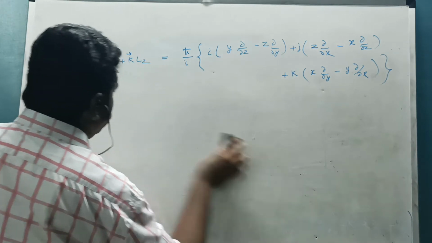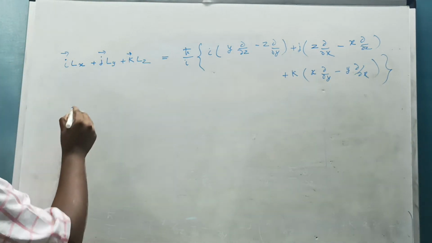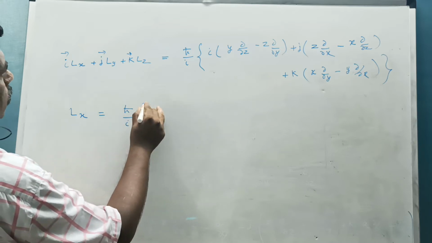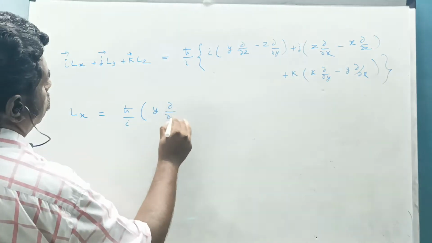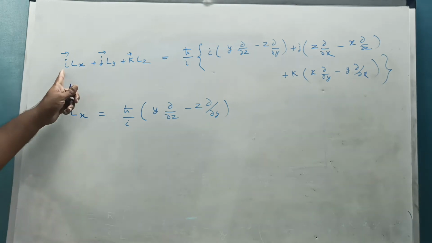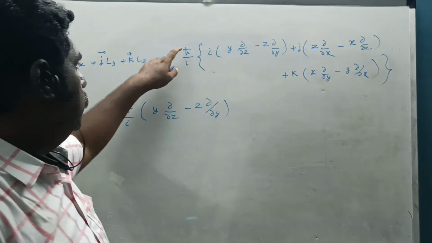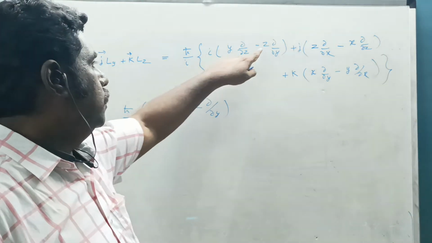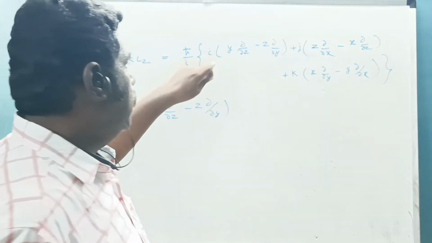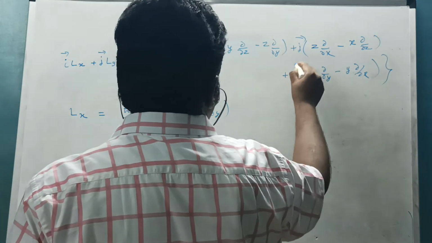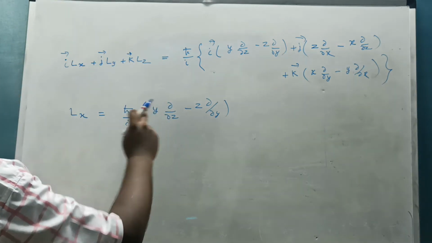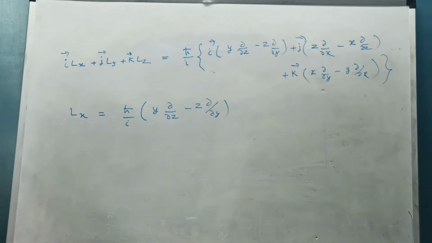From the above equation, the value of Lx equal to ħ by i into y ∂/∂z minus z ∂/∂y. This is the value of Lx. Just the coefficient of i is here Lx, here the coefficient of i is ħ by i into y ∂/∂z minus z ∂/∂y. This is a complex number, imaginary term, but this is vector orientation, i, j, k vector. The coefficient of i on both sides: Lx equal to ħ by i into y ∂/∂z minus z ∂/∂y.